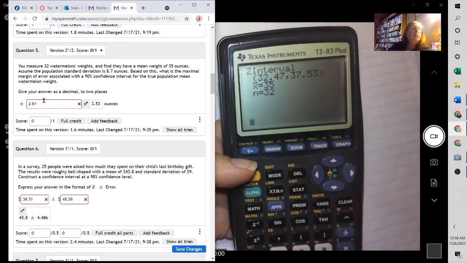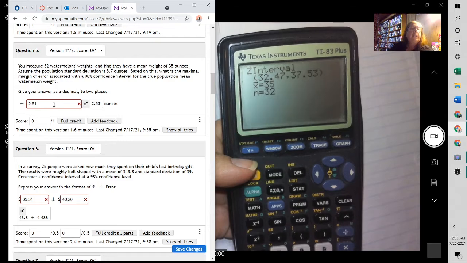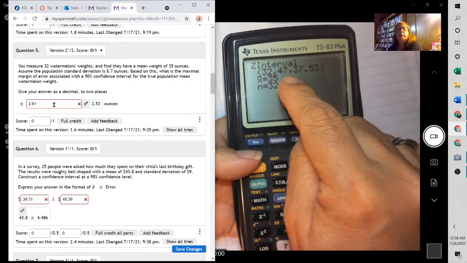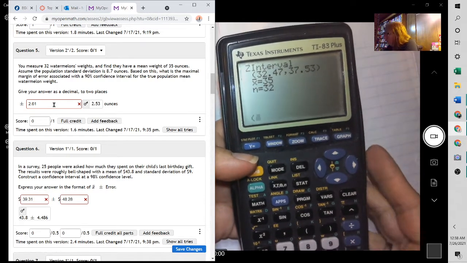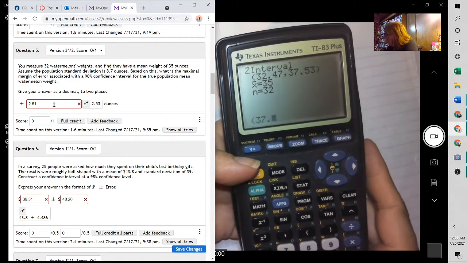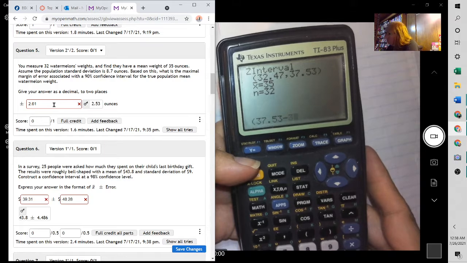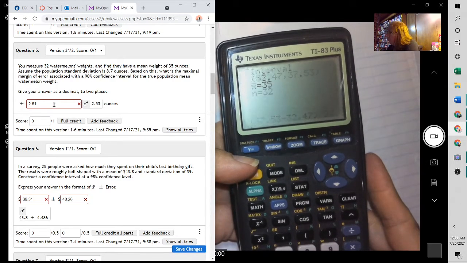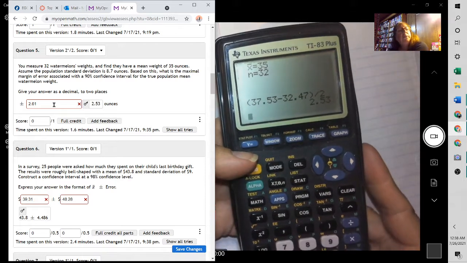Now notice it just says plus or minus, so we only wanted the error. To find the error, you could subtract the interval and divide by 2. So if I take 37.53 minus 32.47 and divide by 2. And there it is, 2.53.